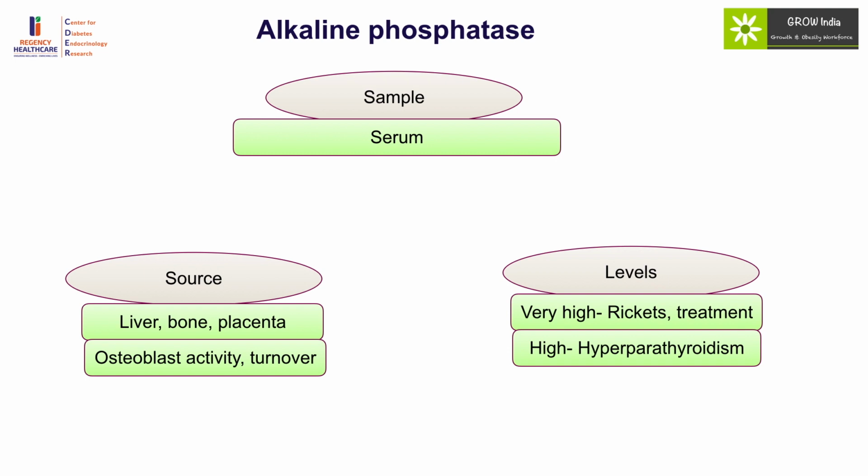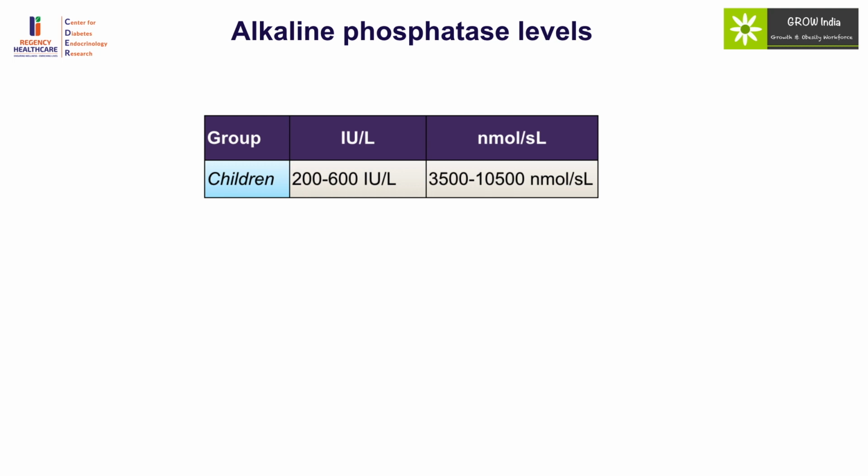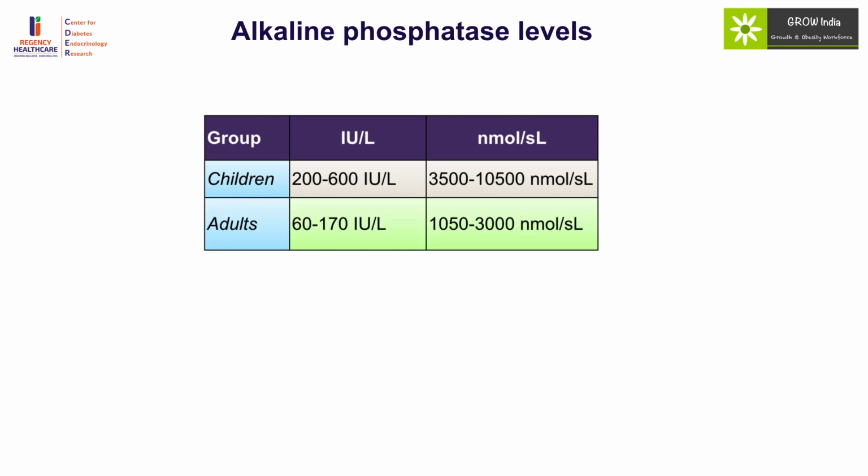High levels are also seen in the setting of hyperparathyroidism, while low levels in the setting of metabolic bone disease are seen in the presence of hypophosphatasia. So alkaline phosphatase levels should also be interpreted with age. The most common unit which is used is international units per liter, and in children levels are much higher compared to adults, 200 to 600, while in adults the levels are 60 to 170. A very common reason for referral to the pediatric endocrinologist is high levels of alkaline phosphatase which are actually age appropriate. The standard international unit can be converted by multiplying it by 16.7.